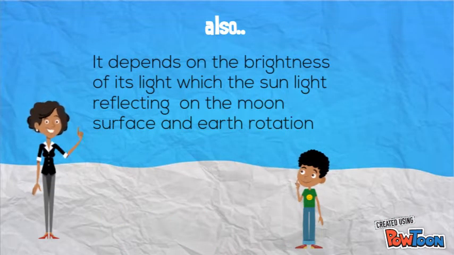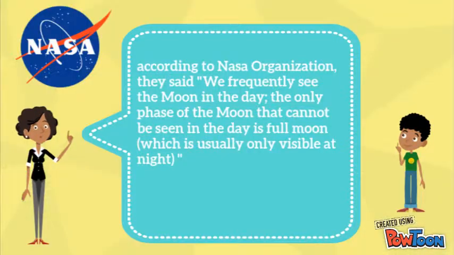Also, we can see the moon during the day by the sunlight. How? So, the sunlight is reflecting on the moon surface, so when the sun will reflect her light, we can see the moon in the morning.